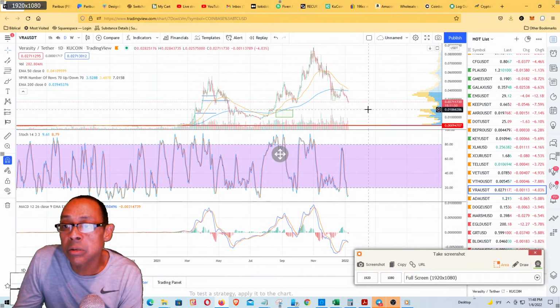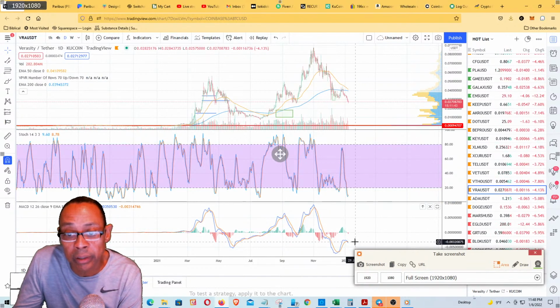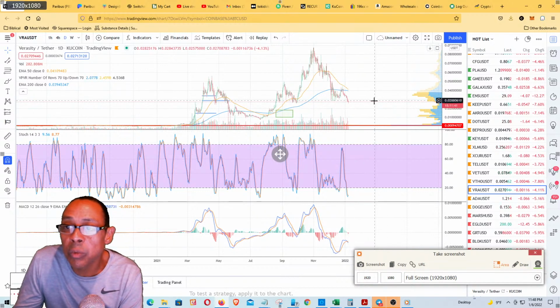VRA could go down to 1.8 cents. But we have a crossover here. It might be at a bottom, but the MACD says no, it could get uglier. So we'll have to wait and see. If it fails where we're at right now, the target would be 2.2 cents or 1.8 cents.